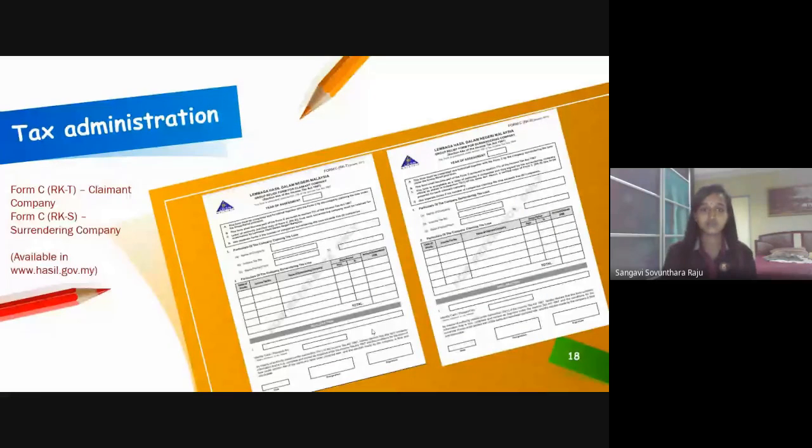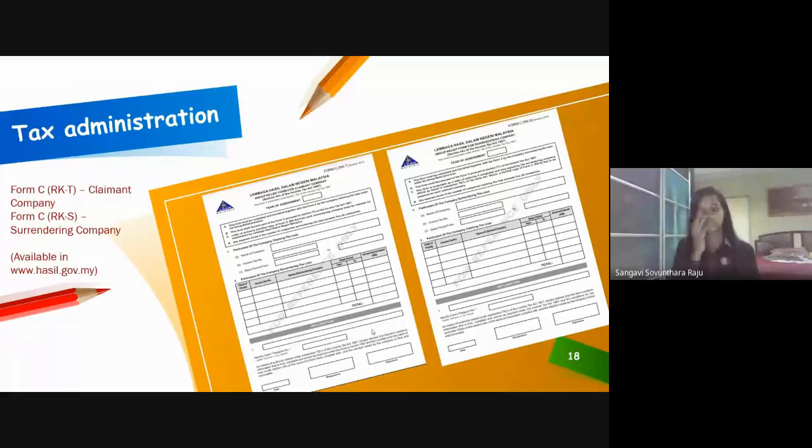For tax administration, the claimant company has to fill up Form C, RKT, which is already available at www.hasil.gov.my, the one in the picture. Both forms, RKT and RKS, are attached in the picture. RKT is mainly for the claimant company and RKS is for the surrendering company.